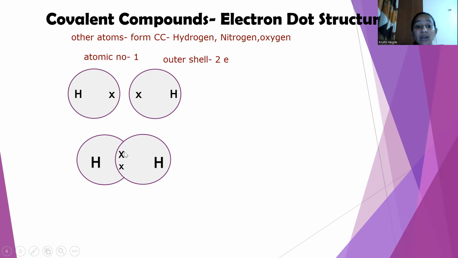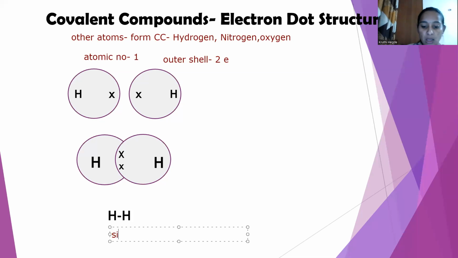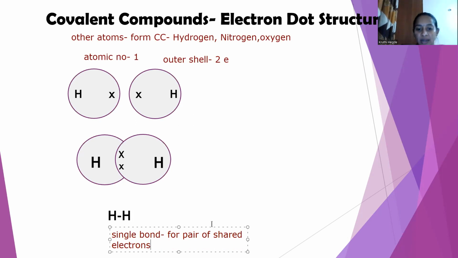So when a pair of electrons is shared, when a pair, meaning two electrons, is shared, then between those two atoms one bond gets formed. Pair of electrons shared ಆದ್ರೆ ಒಂದು ಬಾಂಡ್ ಆಗುತ್ತೆ. So H bond H, it forms H2 molecule. So a single bond gets formed for a pair of shared electrons. ಎರಡು electron share ಆದ್ರೆ ಒಂದು bond form ಆಗುತ್ತೆ.